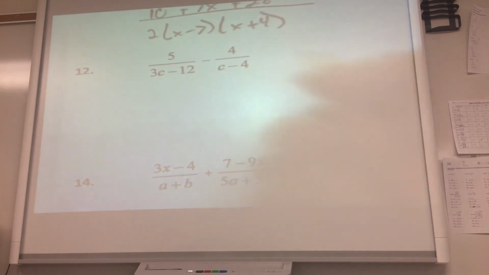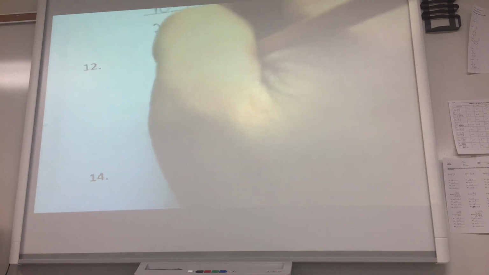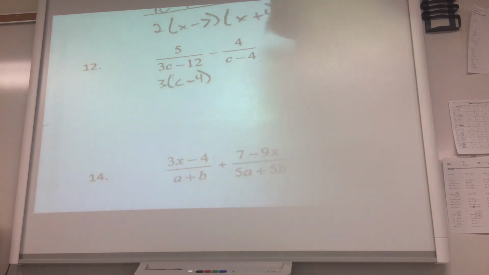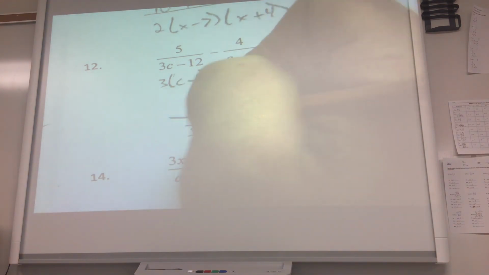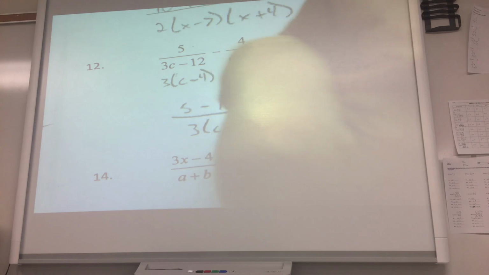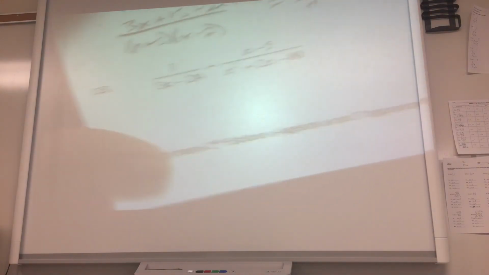Okay, this one. So this I can factor a little bit. 3 times c minus 4. So this side is missing the 3, so I need to multiply by 3 over 3. Common denominator is going to be 3 times c minus 4. Up top I've got 5. Negative 4 times 3 is minus 12. So negative 7 over 3 times c minus 4 is the final answer.